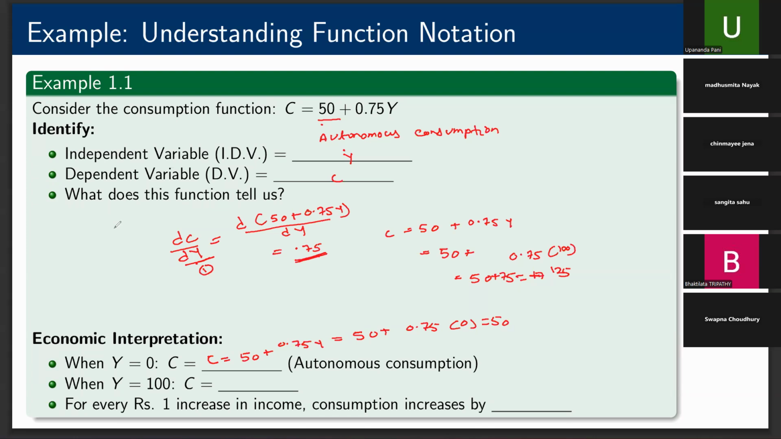So this constant 0.75 next to the value of y is known as the slope of the function. In economics, this term is known as the marginal propensity to consume. What is the definition? If we change our income by 1 rupee, how much will we dedicate to consumption? The answer is 75 paisa. Clear? Okay, then go to the next slide.